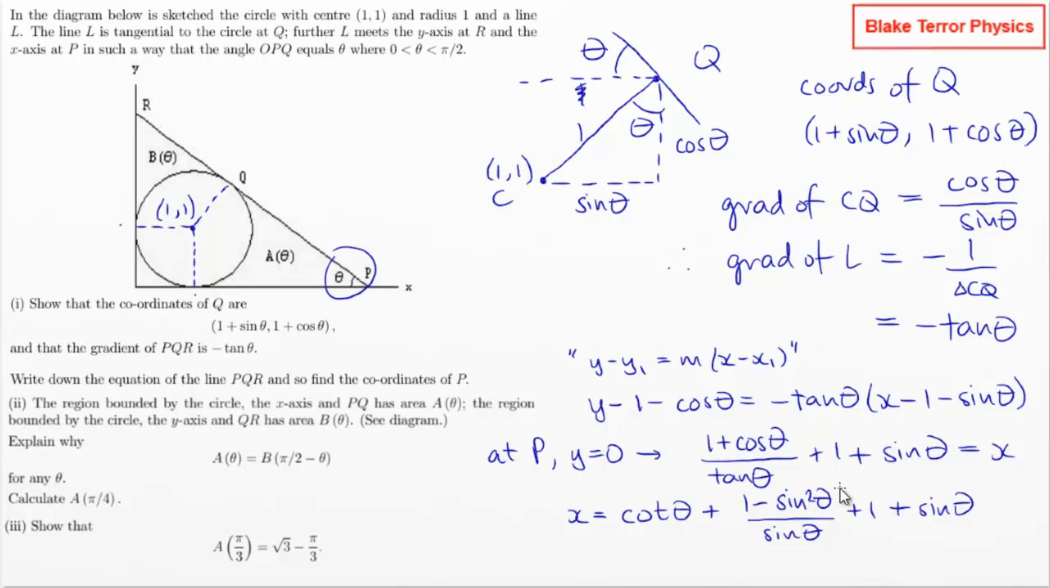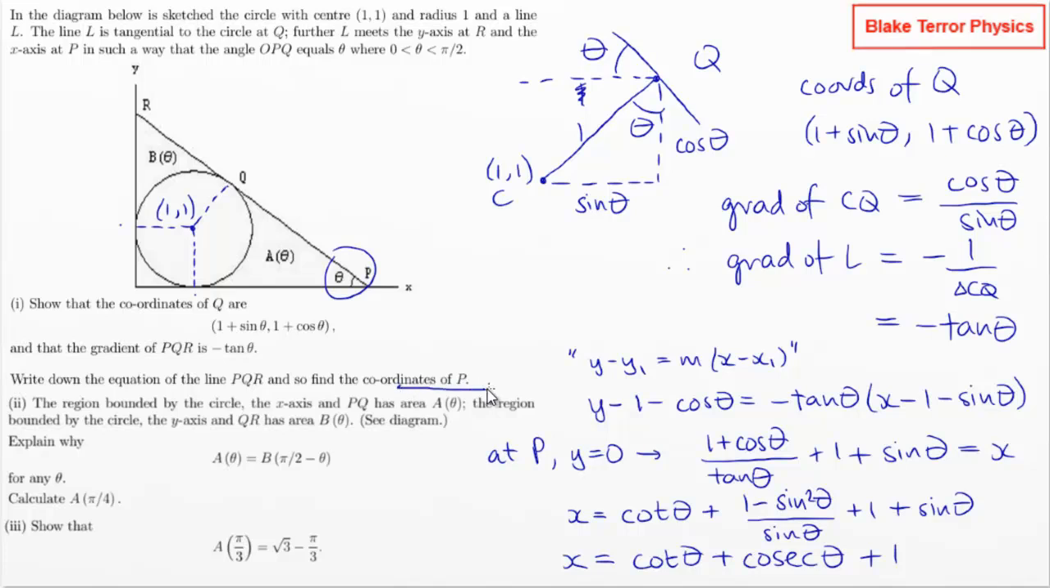Sine squared divided by sine gives us the sine. And that's going to cancel. So we've got a lot of things cancelling here. We've got a cot theta, nothing's going anywhere with that. We've got then a cosec theta. The sine minus sine squared over sine plus sine is all cancelling out, and then we've got the 1 left. So that is our x coordinate.